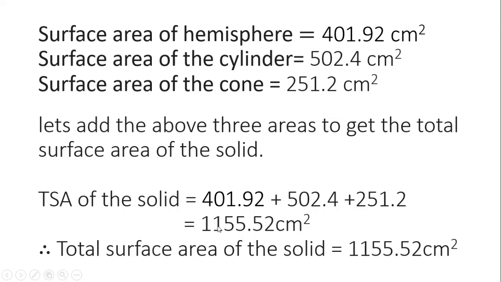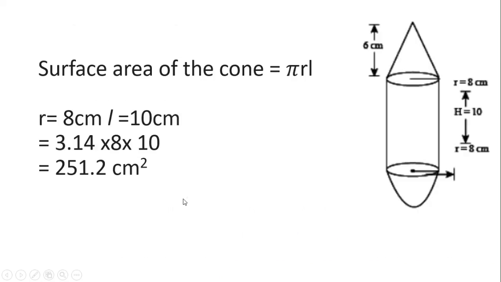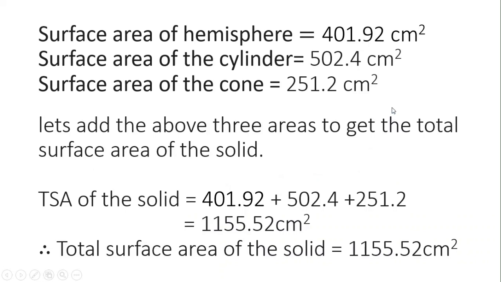This is the total surface area of the solid shape. So the total surface area of the solid shape is 1155.52 square centimeters. The problem is very simple. We are able to find the surface areas of the hemisphere and the cylinder with the information given in the problem itself. We just need to find the slant height of the cone, which we get by using Pythagoras theorem: L square is equal to R square plus H square.